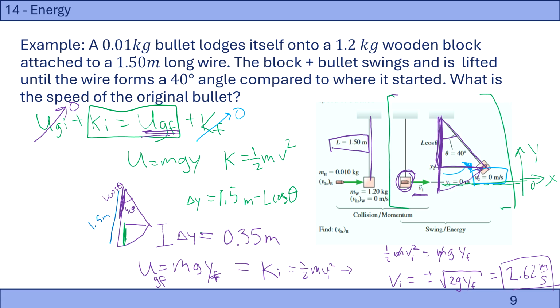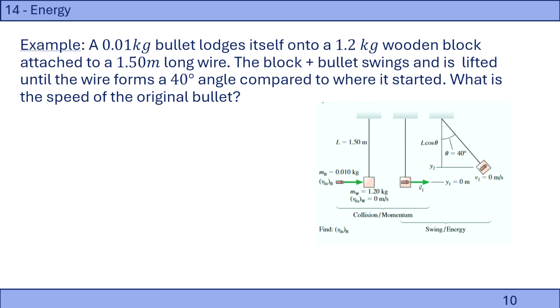Yeah, and this is complicated because that's going to change over time as it travels upwards. It's going to slow down until it reaches 0 meters per second. But we don't care that much about the interim. We only care about these sort of critical points at the end and the beginning. We're going to take this forward. So this is the initial velocity of the block plus bullet. We're going to work backwards to find the velocity of just the bullet. So we know now that this value here is 2.62 meters per second.